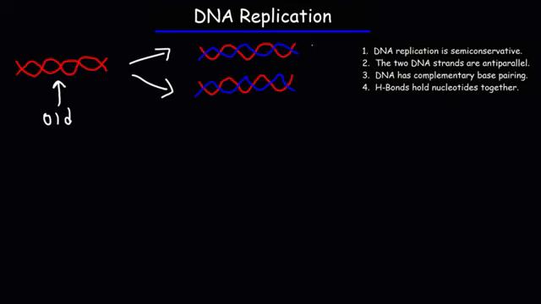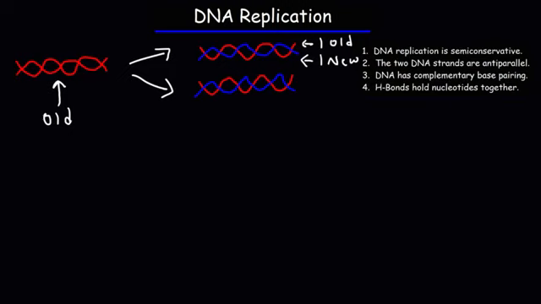In each new copy, we can see there's one red strand and one blue strand. So we have one old strand, that's the red one, and one new one, that's the blue one. Thus, DNA replication is semi-conservative. Each new strand retains one original copy, and it has one new copy.